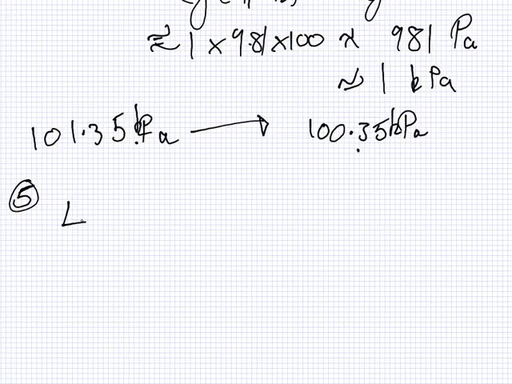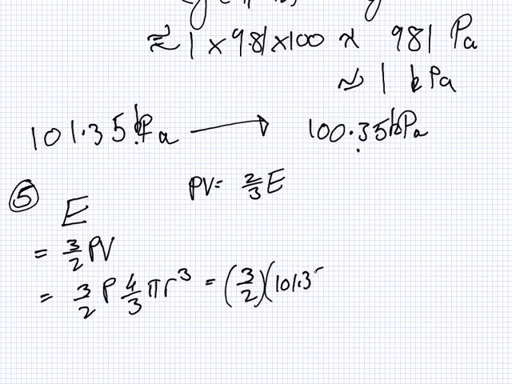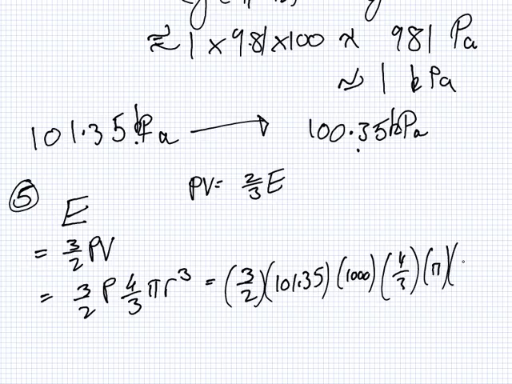So you know the formula is PV equals 2 over 3E. So that means E equals 3 over 2 PV, which is 3 over 2 P times 4 over 3 pi r cubed, which is 3 over 2 times 101.35 times 1,000 for kilo times 4 over 3 times pi times 0.3 cubed. Okay, calculator time.